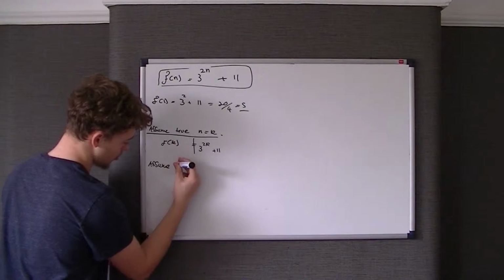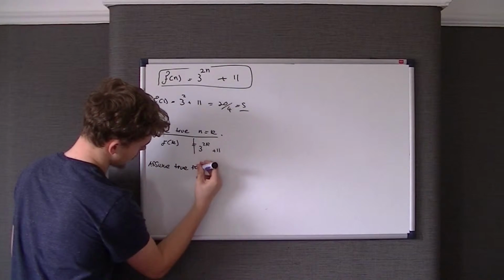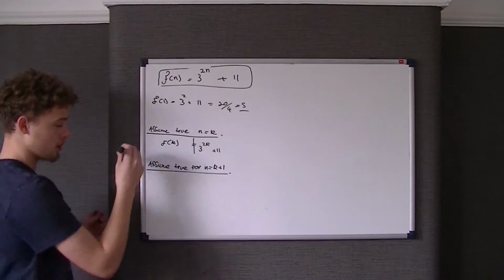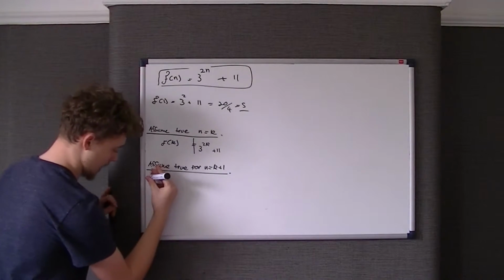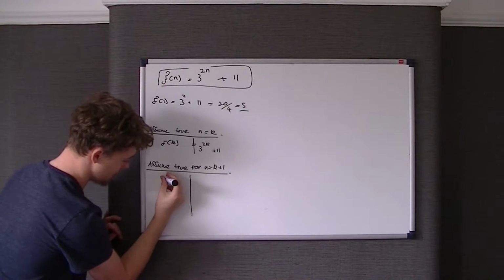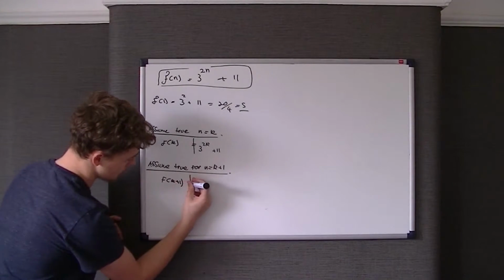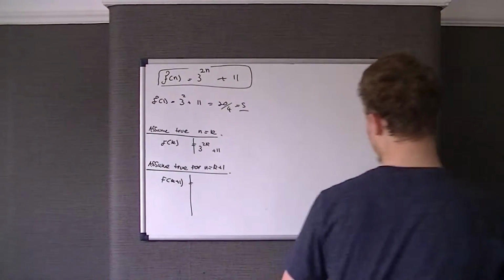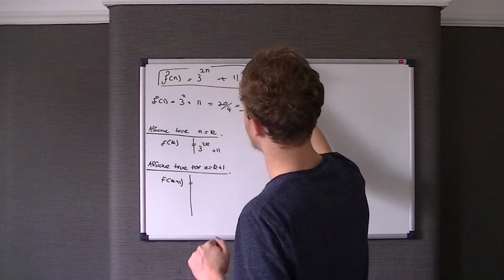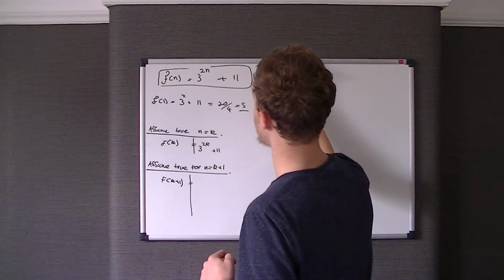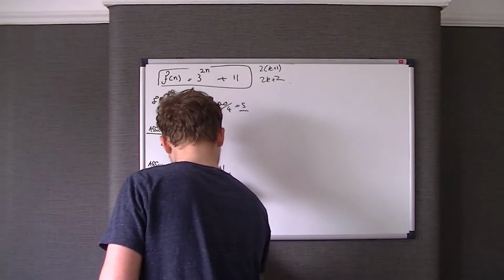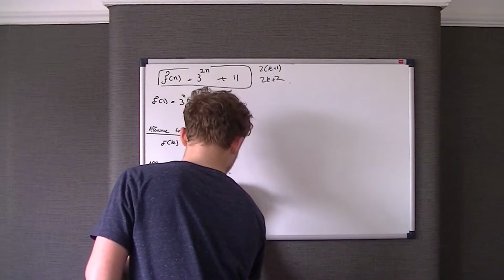If it's true for n equals k, then we assume it to be true for n equals k plus 1. Simply sub in k plus 1 where you would see n. So f of k plus 1 is equal to 3 to the... Now, it's not 3 to the 2k plus 1, because remember this is 2n, and we're subbing k plus 1 in for n. So it's 2 times k plus 1, in other words, it's 2k plus 2. So it's 3 to the power of 2k plus 2, and then plus 11.